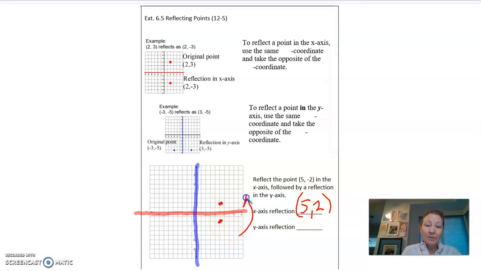So that was a reflection in the X, and now I'm going to do reflection in the Y. So this is 5 to the right, so it's going to be 5 to the left. And it ends up there. So now it's -5, +2. I want you to notice after I did the 2 reflections, the 5 went to its opposite and the -2 went to its opposite. Okay.